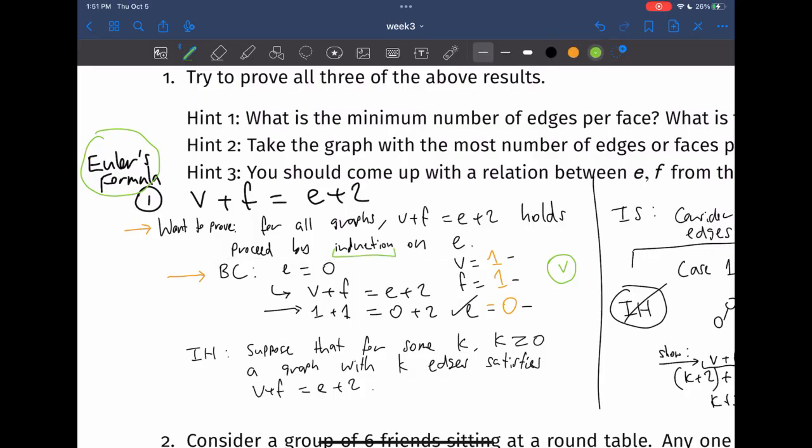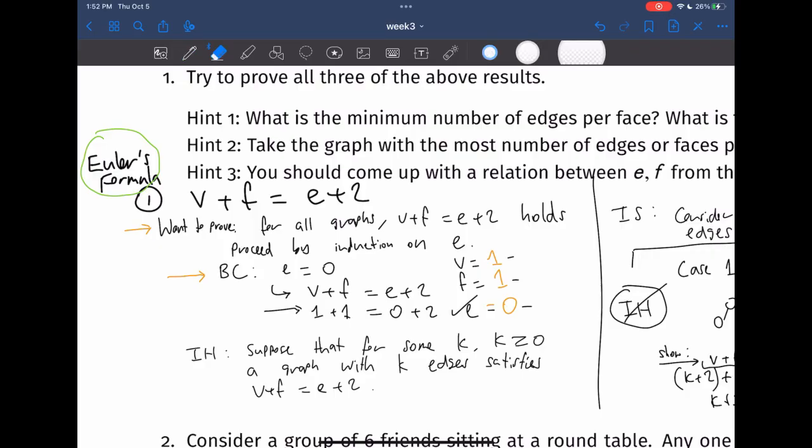use induction. And generally with graphs, there are two different types of induction you can do. You can do induction on vertices, or more commonly, we do induction on edges. And we usually induct on edges because there are far fewer edge cases to worry about compared to vertices. So indeed, we're going to proceed by induction on e.